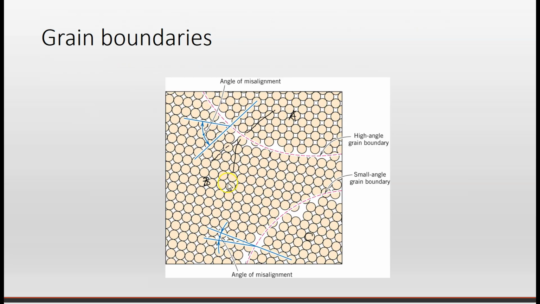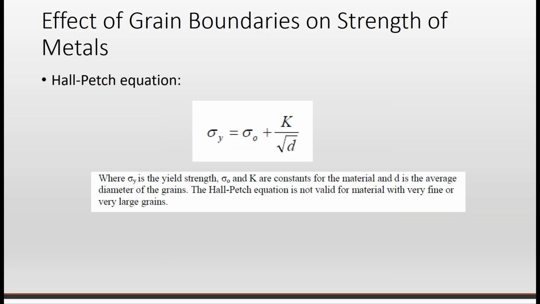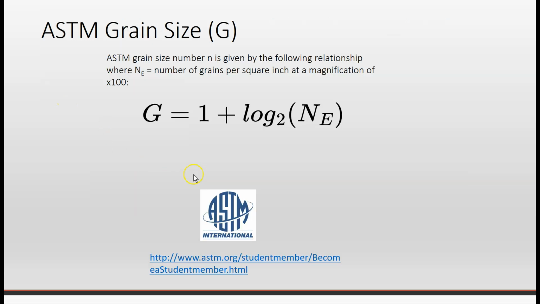So the grain boundaries can impede dislocation movement and hence strengthen the material. And there's something called a Hall-Petch equation here, which gives us a relationship between the yield stress and the average diameter of the grains. So K is a constant. The smaller d is, the larger this parameter becomes. So the smaller diameter of the grains, meaning there's more grain boundaries, results in strengthening. So this is the Hall-Petch equation.